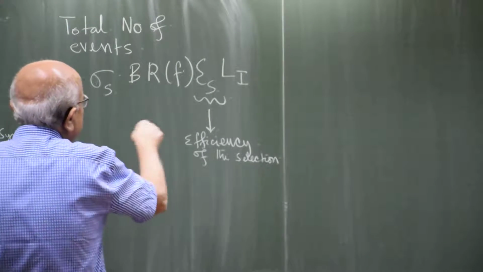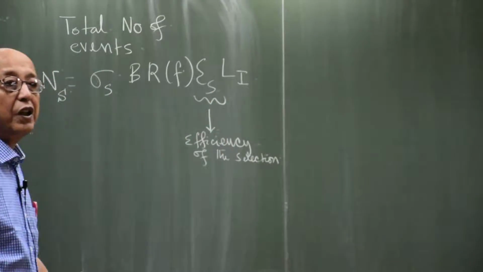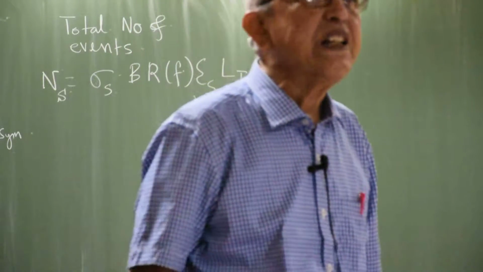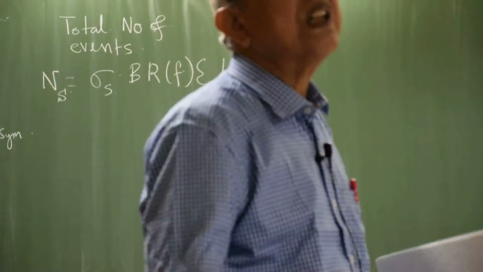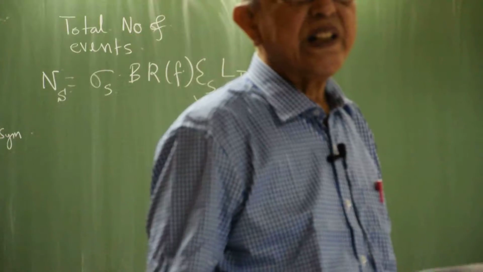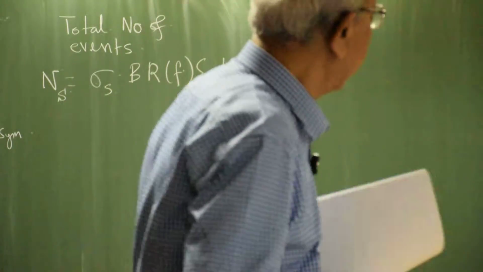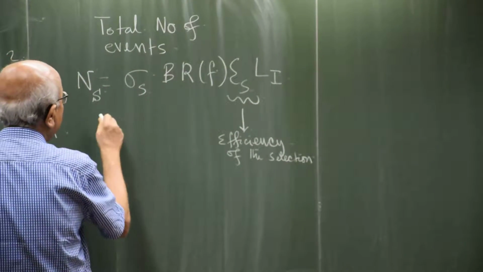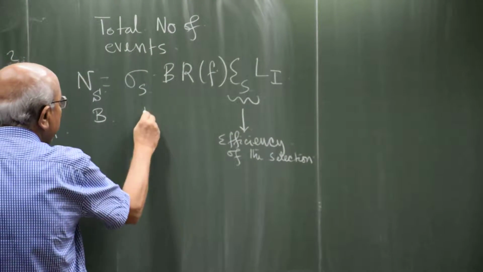And Li, of course, is the integrated luminosity. Roughly speaking, you can say that this gives you the number of collisions over a time interval. And then you can write a similar quantity for the background. So I am not writing the formula again.